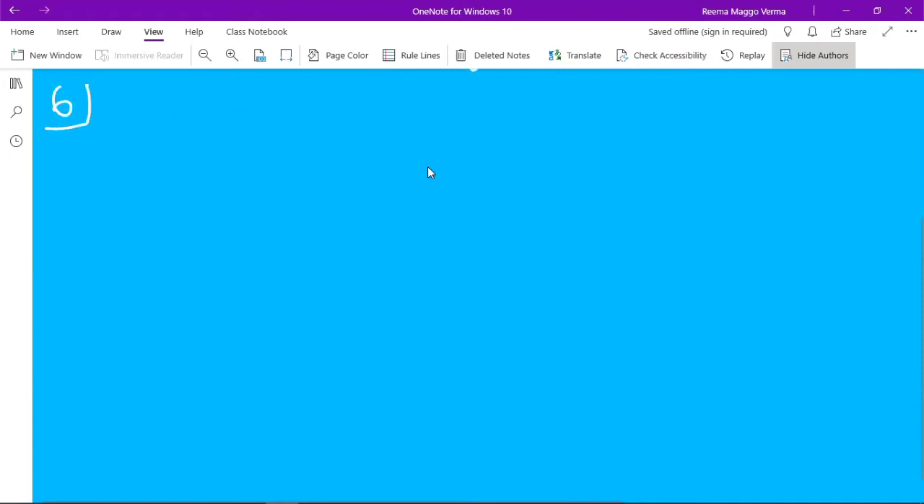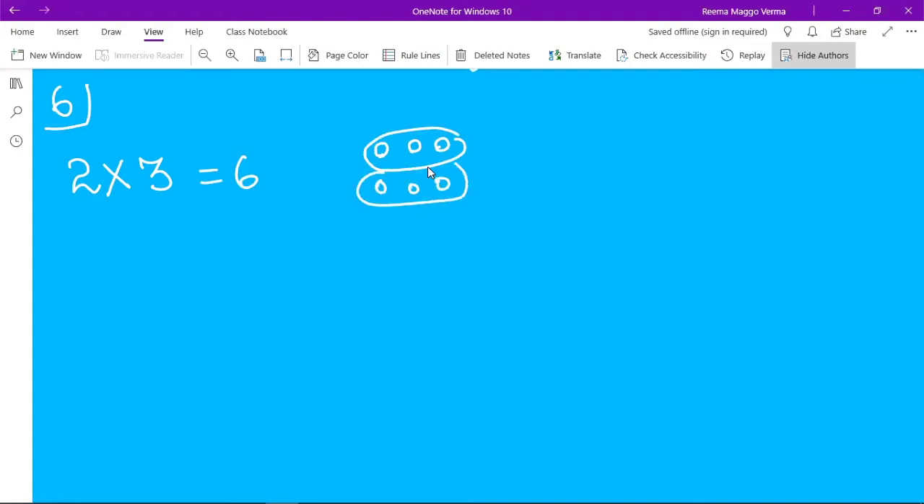We'll take 6. Let's try to represent 6 in different ways. The first way is 2 times 3 is equal to 6. Let's make pictures of 2 groups of 3. This is the first group of 3. This is the second group of 3 and we get 6.